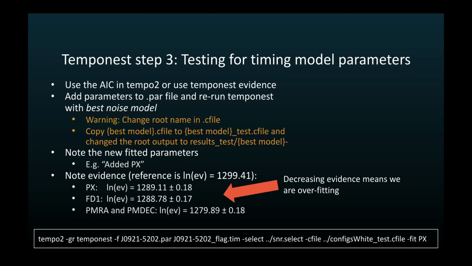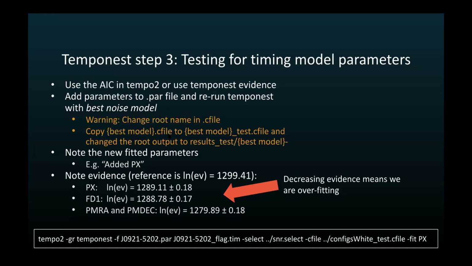On the other hand, you may not want to actually delete the results that have already been done, right? So if you want to test whether new noise model or timing model parameters are significant, what I would recommend you do is remember to change the root file name in the configuration file. So this again is where the output is going to be sent.